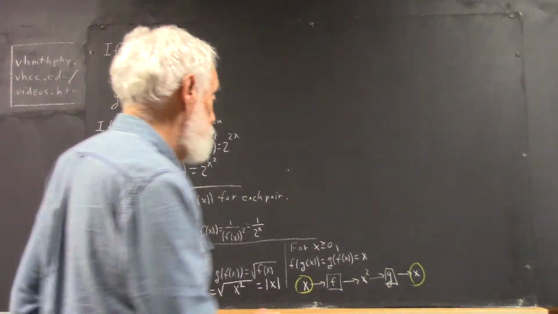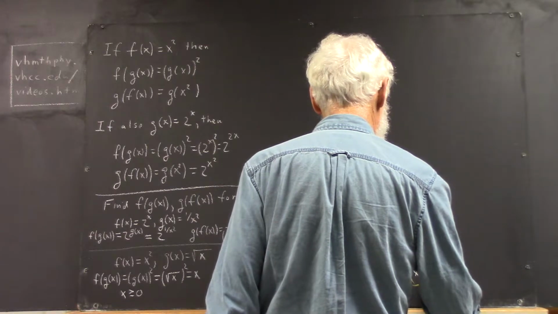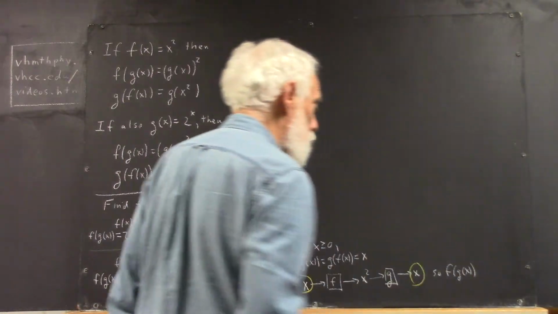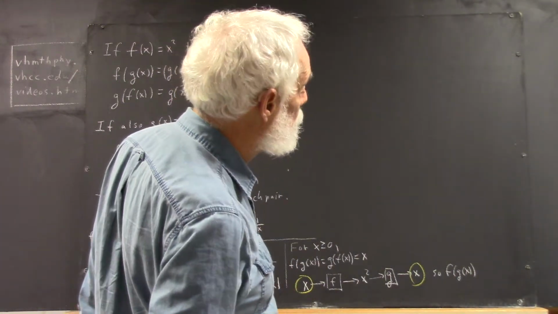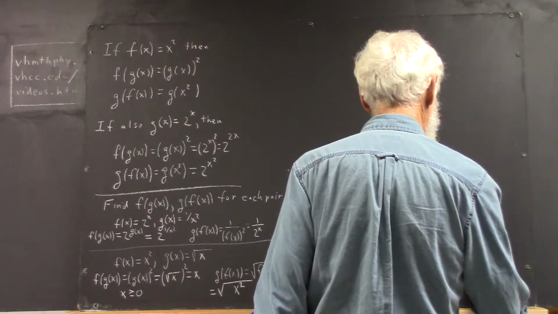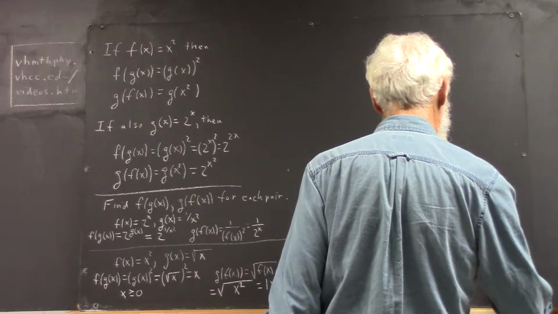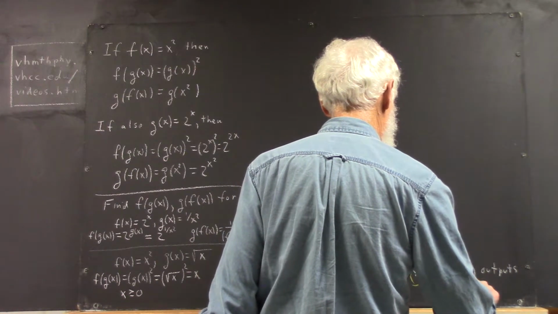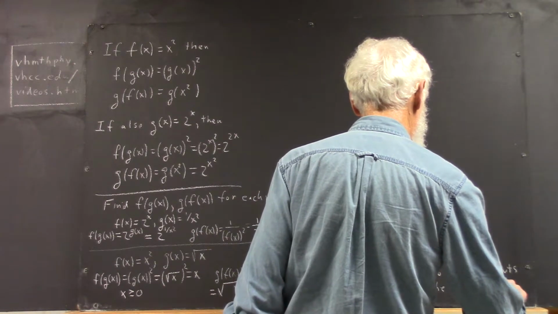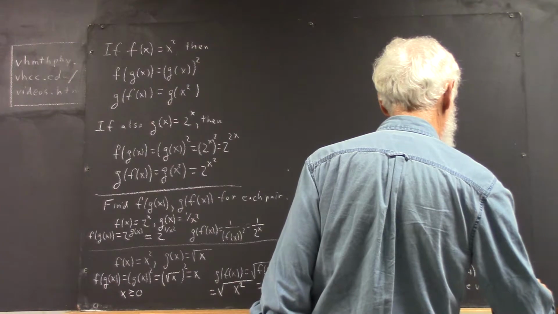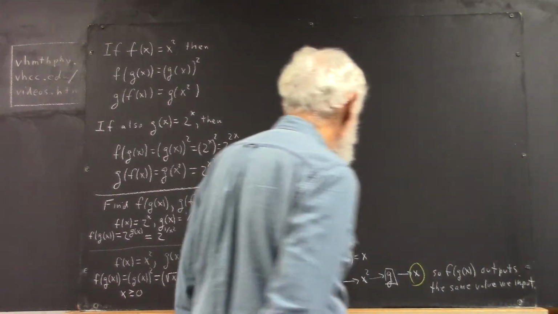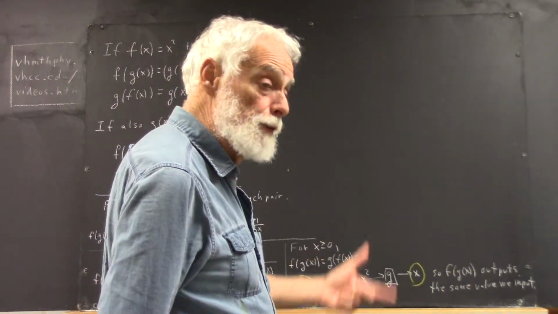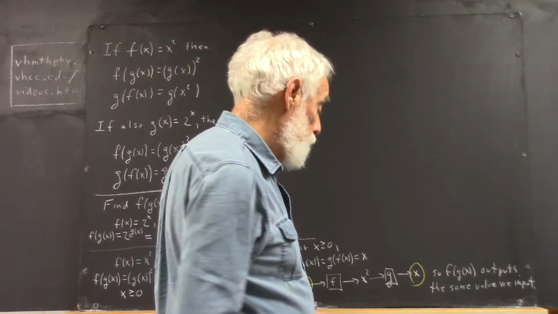Okay, so f of g of x gives the same value we input. This means that f of g of x, this function, is the identity function. This is what an identity function does.